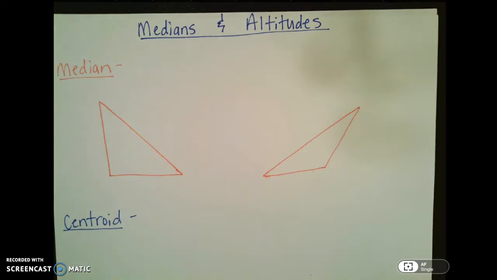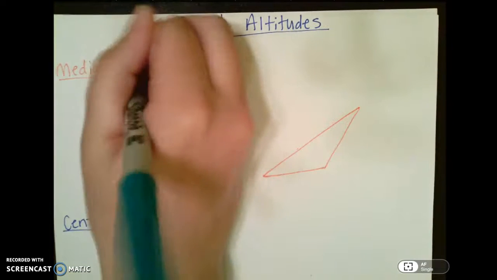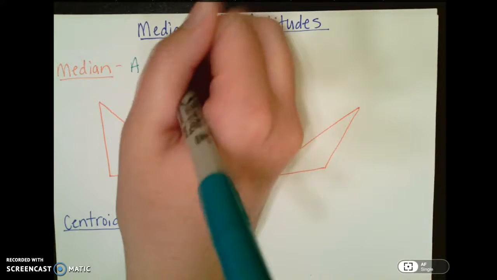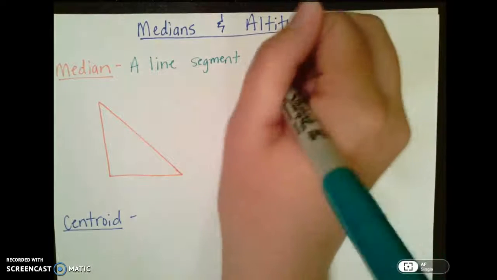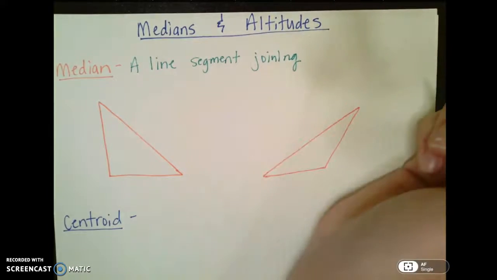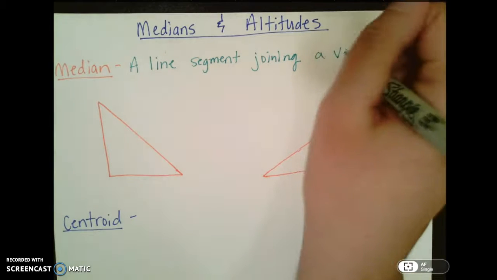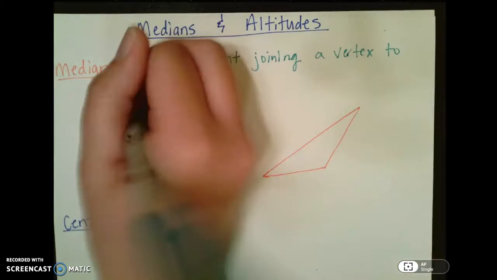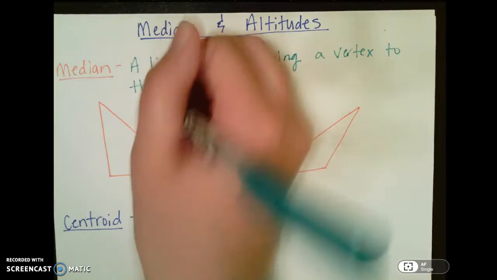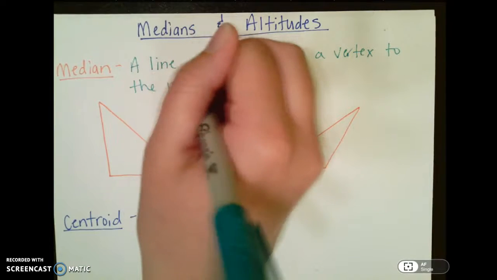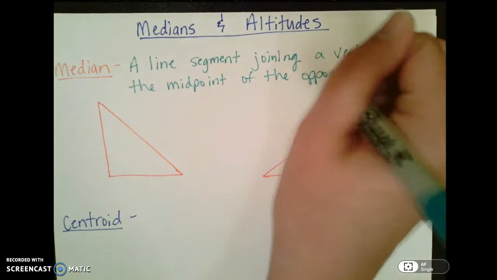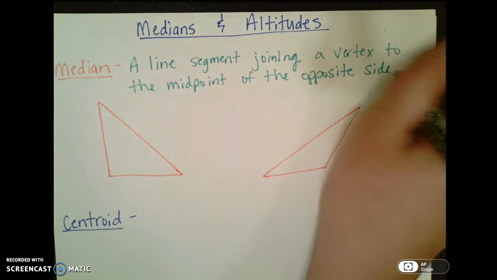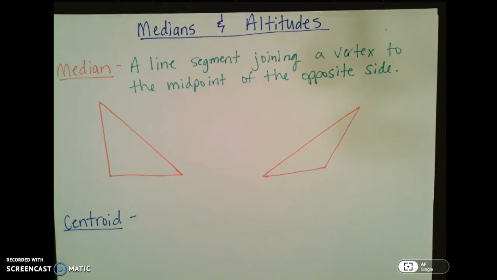First of all, we're going to define a median. It's a line segment joining a vertex to the midpoint of the opposite side. Okay, and so what that means is I need to first find my midpoint.